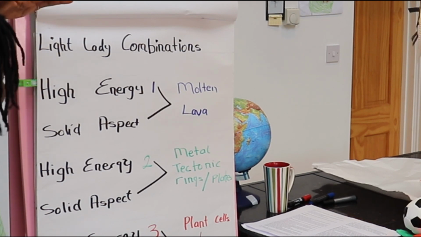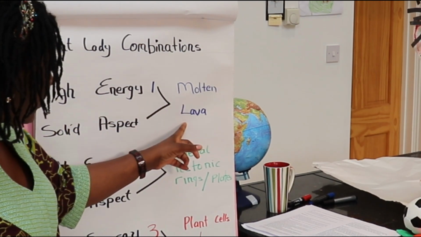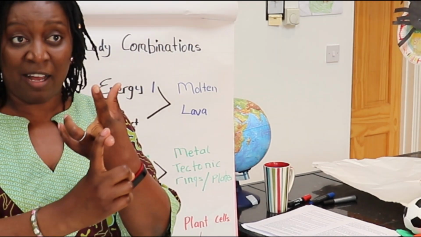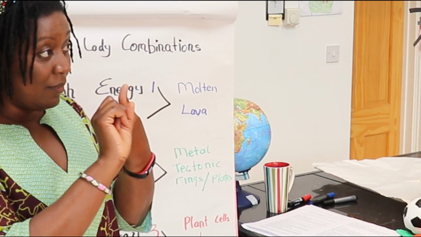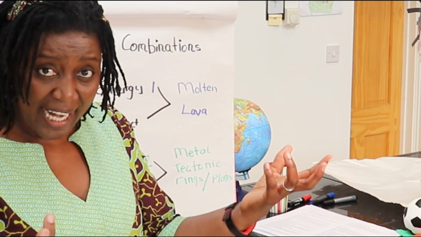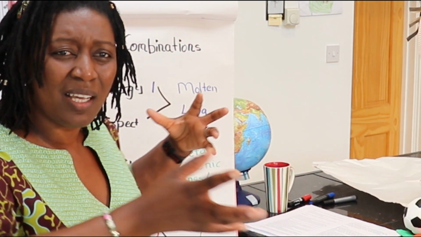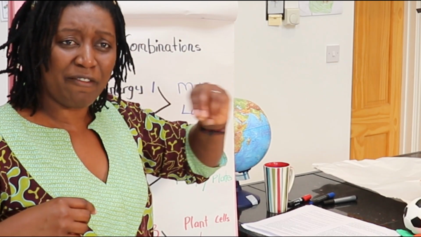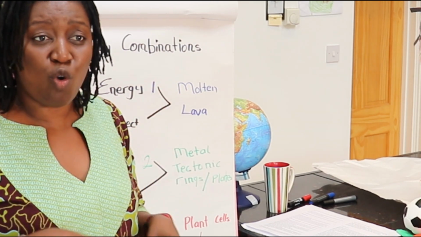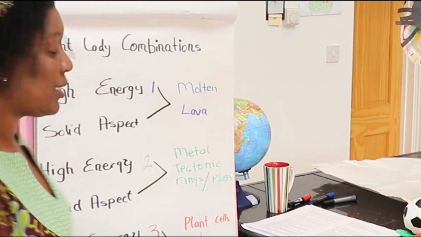When Gaia, Light Lady, combines with the solid aspect, she also makes molten lava. So Heatman makes molten lava, Gaia makes molten lava. In fact, when the thinking consciousness combines with the solid aspect, they make molten lavas to various degrees. So Heatman makes the molten lava that you find in the sun. Gaia makes the molten lava that is in the core of the earth, which is not as hot as the one in the sun. Does that make sense?